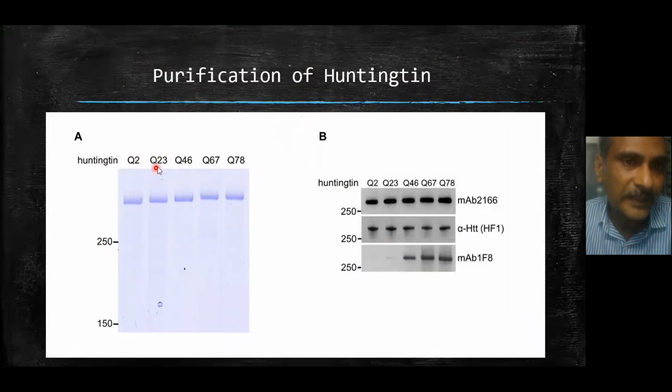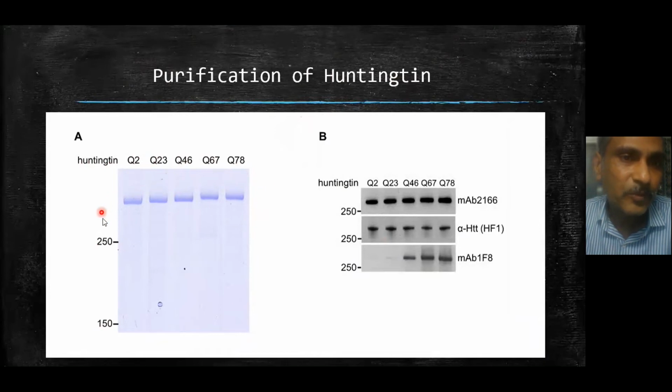So these two are the wild type ones, and these three are mutant ones. Okay, and you can see the purity. So we have used FLAG affinity purification. We have added a FLAG tag to our gene. The FLAG tag allows us affinity purification, and that helps us to get very pure protein. So you can see there is no contaminating protein. This is very pure protein.